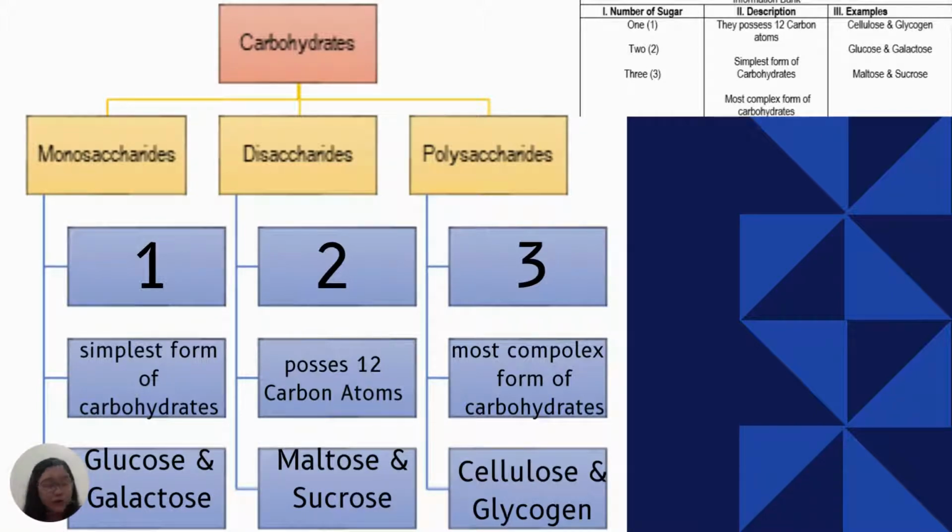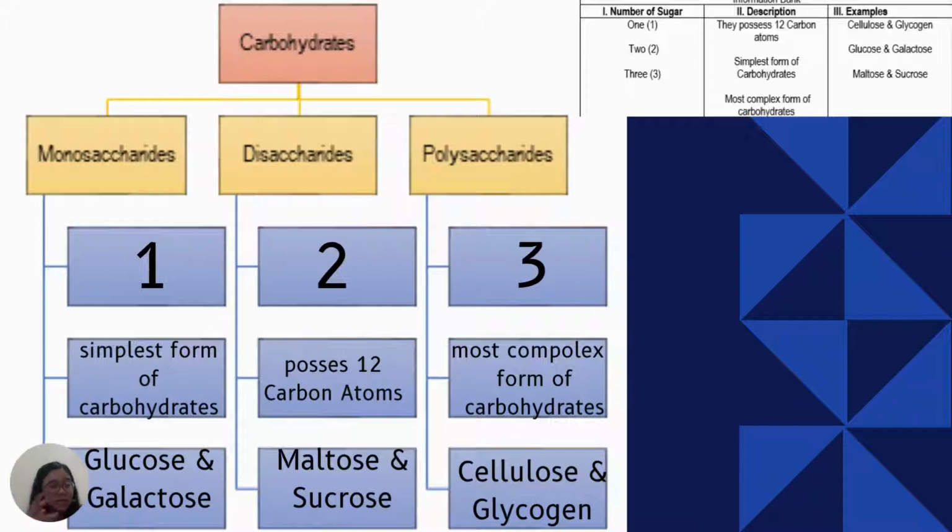Okay, so if that is your answer, very good. And then next we have the description. Monosaccharides are the simplest form of carbohydrates, while disaccharides possess 12 carbon atoms, and polysaccharides are the most complex form of carbohydrates. Okay? And then lastly, we have the examples.